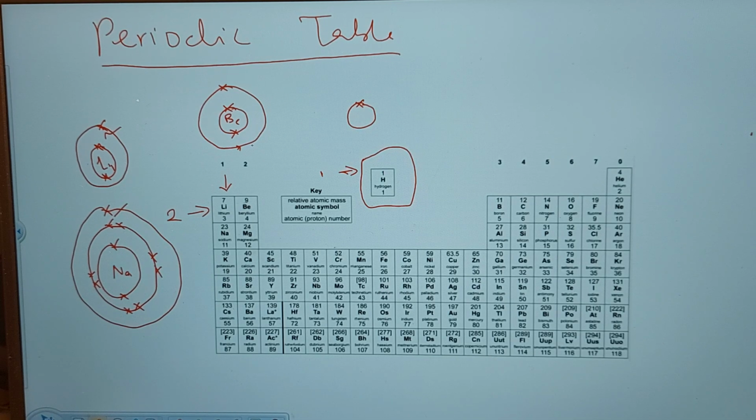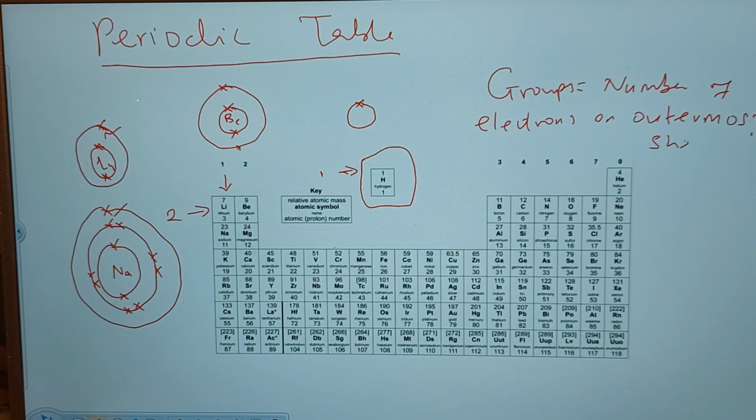So what is the key point here? Groups. Write this down somewhere. When we talk about groups, you are looking at the number of electrons on the outer shell. Outermost, because you can have 2 or more shells. Outermost shell. That is the key point there.